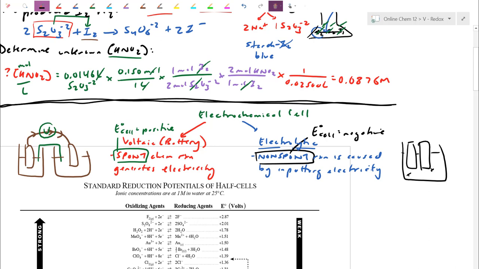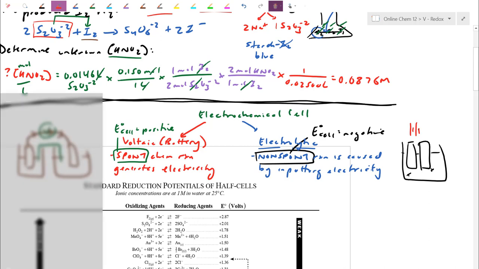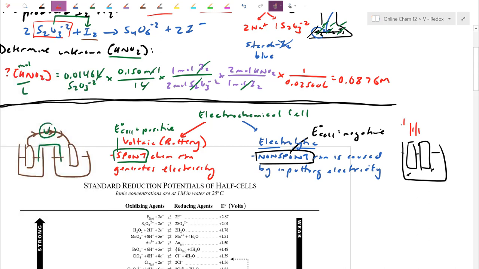What we're going to do is use an external power supply. Power supplies here stand for a battery. The symbol is usually long lines and short lines, any number of them. The long line is actually the positive side. The short line is actually the negative side.